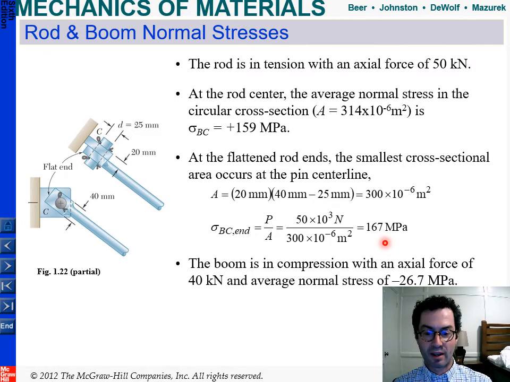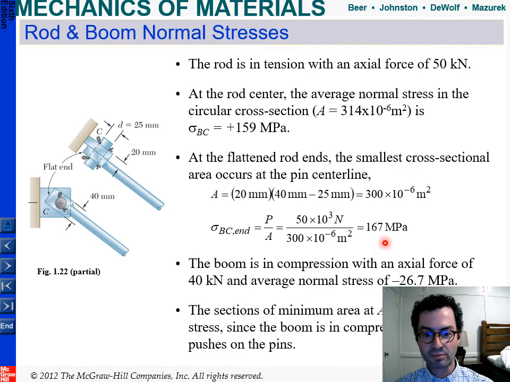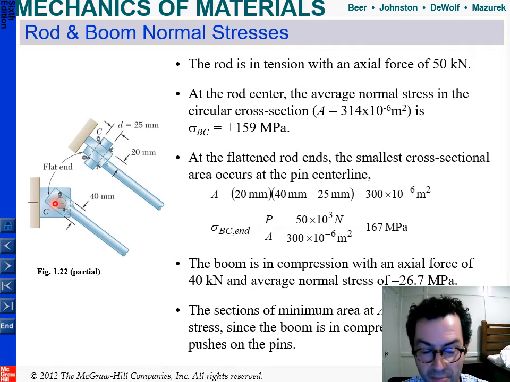So the boom is in compression with an axial force of 40 kilonewtons and an average normal stress of minus 26.7 megapascals. The sections of minimum area at A and B are not under stress since the boom is in compression and therefore pushes on the pins. So remember, that's the boom, the horizontal member we're talking about. I just wanted to make clear that we're not worried about the side bits here for the horizontal member because the boom is pushing directly on the pin. So we're really only worried about the bearing stress there.